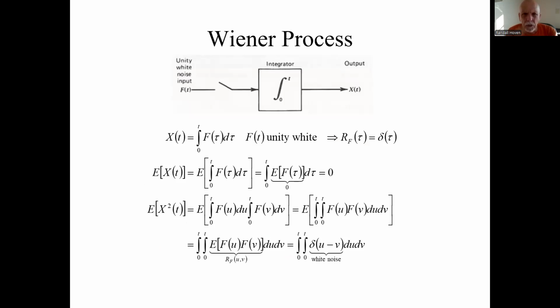Next, we're going to get into the Wiener process, which is the integral of white noise. Technically, a Wiener process is the integral of Gaussian white noise. We'll go through what happens if it's just white noise, whether it's Gaussian or not. And I'll save that for another video.